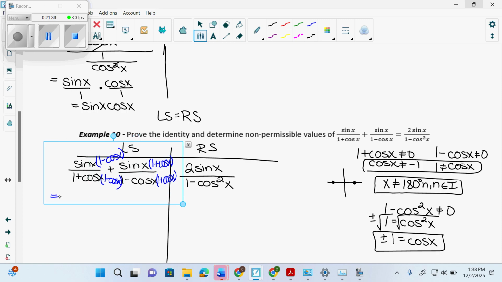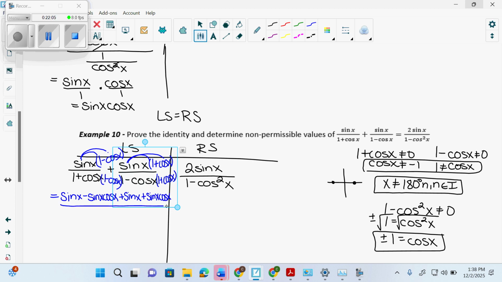And so I'm going to get, distribute the top, sine x minus sine x cos x plus sine x plus sine x cos x, all over 2 conjugates multiplied. What do 2 conjugates multiplied give me? Difference of squares. So I'm going to get 1 minus cos x plus cos x, those cancel, minus cos squared x.